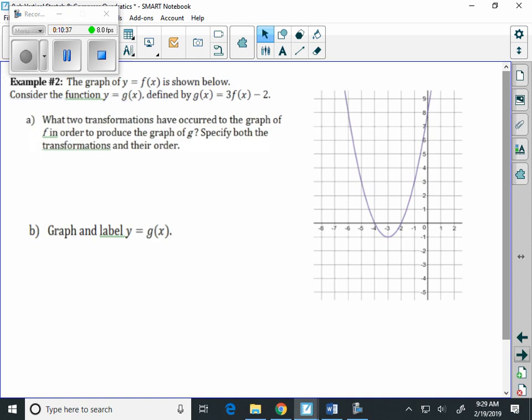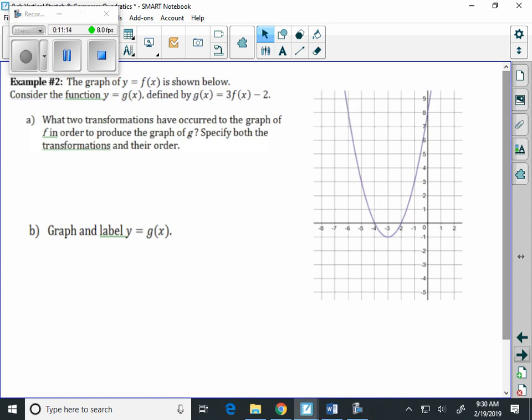So as the graph of y equals f of x is shown below, consider the function y equals g of x defined by g of x equals 3 f of x minus 2. And it says, what two transformations have occurred to the graph of f in order to produce the graph of g, and specify both the transformations and their order. Well, in terms of order, we read a book, we read the pages left to right, we read an equation left to right, so we do the transformations from left to right.